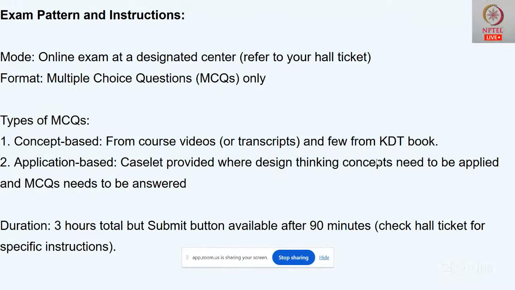Okay, we will cover this part one more time. The type of MCQs are both concept based as well as application based. Application based in the sense where you will be provided a caselet and the MCQs will follow based on that case. We'll take a look at one such question here.